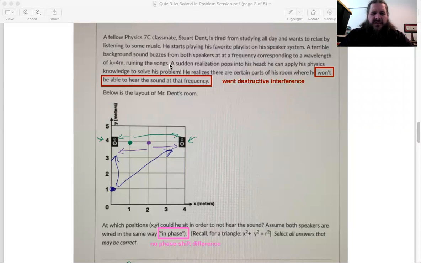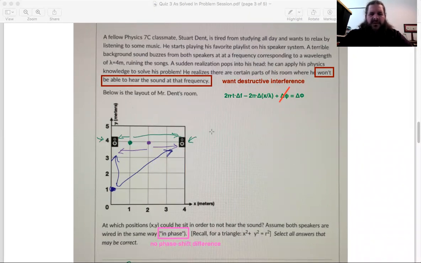Typically, we would say that the total phase difference looks like this: 2 pi t times difference in frequency minus 2 pi times difference in x over wavelength plus delta phase shift. But we know these two waves are in phase, so we can ignore delta phase shift. There is no difference in phase shift because they're in phase.